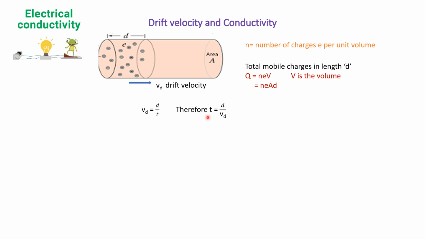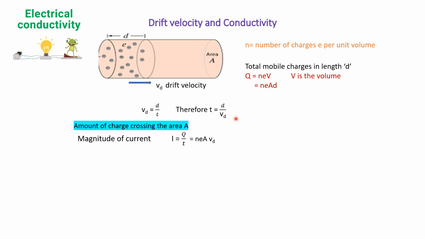So the time from this equation can be obtained as displacement upon the drift velocity. For the amount of charge carriers crossing the area of cross section A, the magnitude of current I is given by the ratio of Q by t, that is n e A into Vd. If we replace the drift velocity in this equation for current, we get the equation as n e squared E tau A upon m.